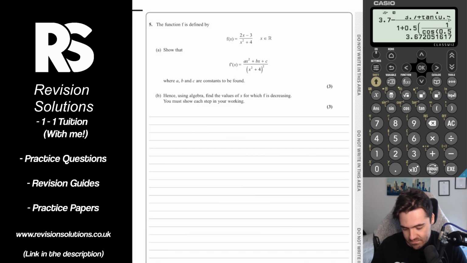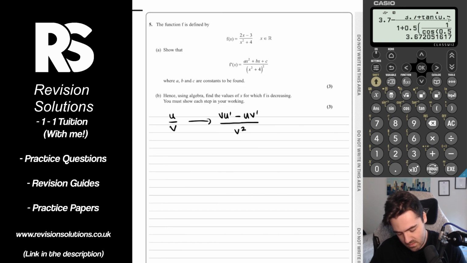Carrying on to question 5. It says the function f is defined as 2x minus 3 over x squared plus 4. Can we show the derivative can be written in this form here? So to differentiate that, we're going to use the quotient rule. So first, let's just write that out. If we take a fraction u over v, which are 2 functions of x, and we want to differentiate it, it would become v times the derivative of u minus u times the derivative of v all over v squared. So for us, u is 2x minus 3.